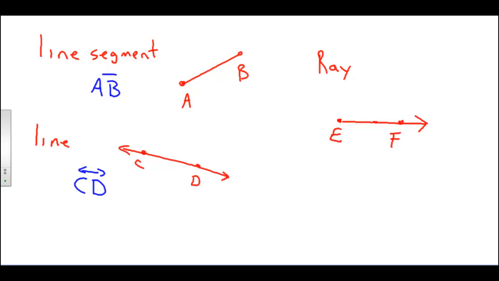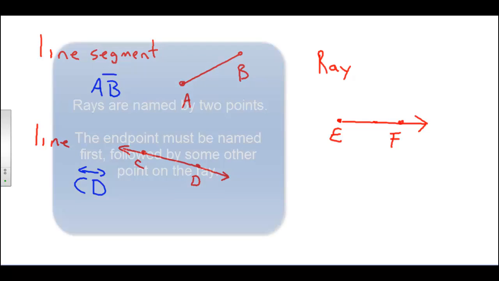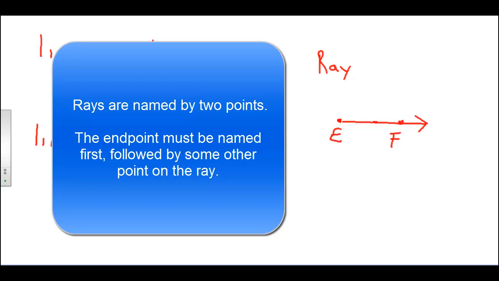A ray is going to be named very similarly to a line because a ray is really a hybrid between the two. It's going to act a lot like a line segment, meaning it'll have an endpoint, but the other side will keep on going like a line would. A ray, however, you cannot name any way you want to. A ray has to be named with its endpoint first. This is ray EF. I cannot call this ray FE.